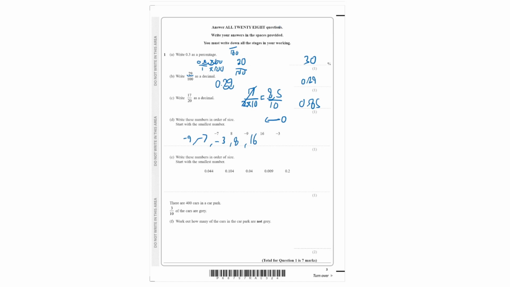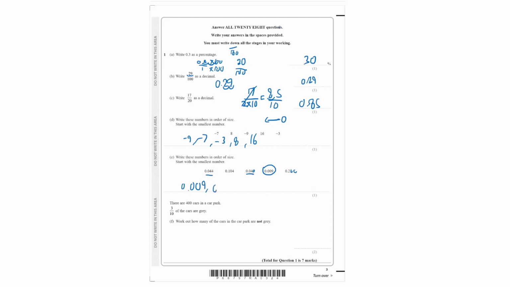Write these numbers in order of size. Start with the smallest number. First, we can format all of these. So we have 0.044, 0.104, 0.04. We can put 0 here, 0.009, and 0.200. Now that they're all formatted, we can see that the smallest is actually 0.009.